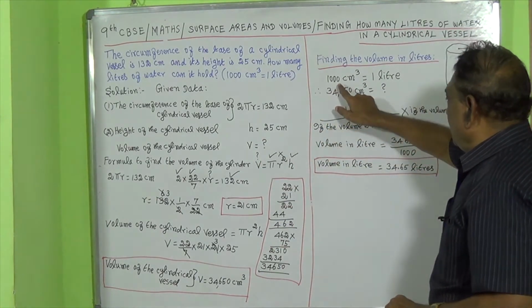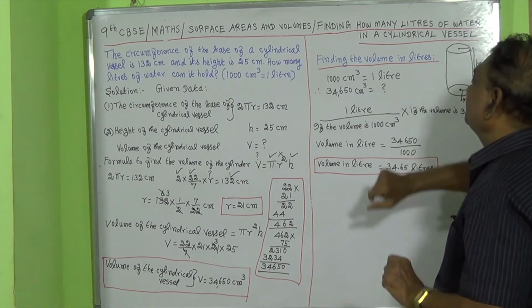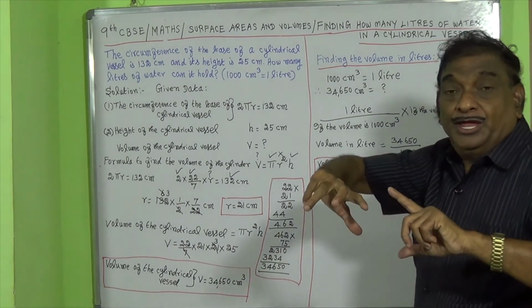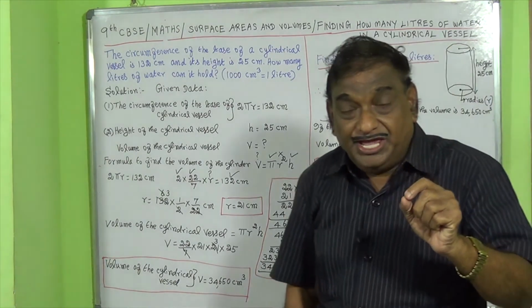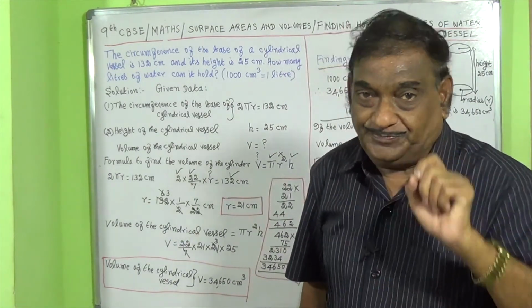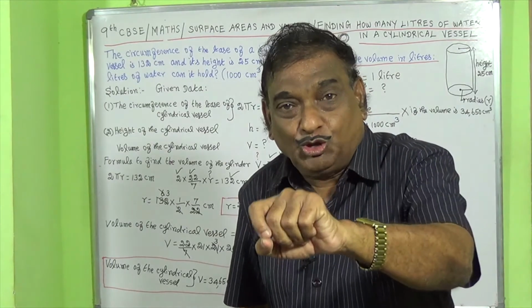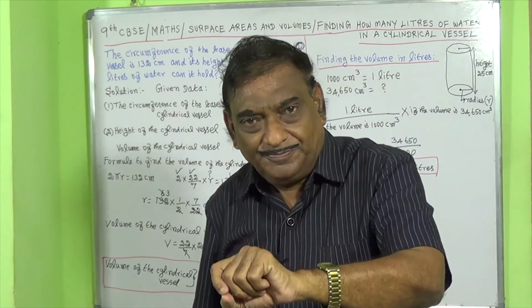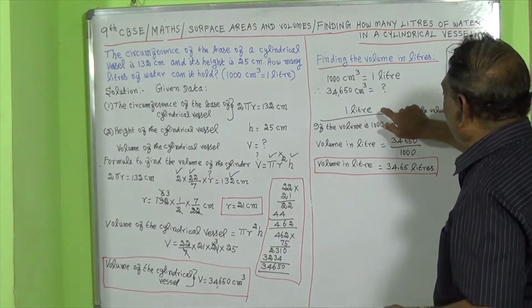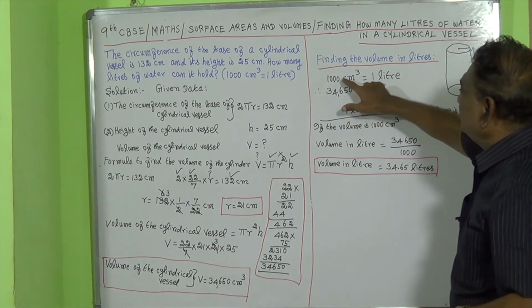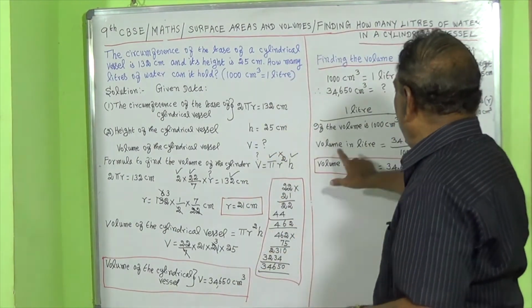This equation should first be converted into a fractional relation. How can we write it as a fractional relation? We should decide which data is to be found, whether the liter or the centimeter cube. In this sum, we are going to find the liter, so the liter should be written in the numerator, and its relation, that is 1000 centimeter cube, should be written in the denominator.